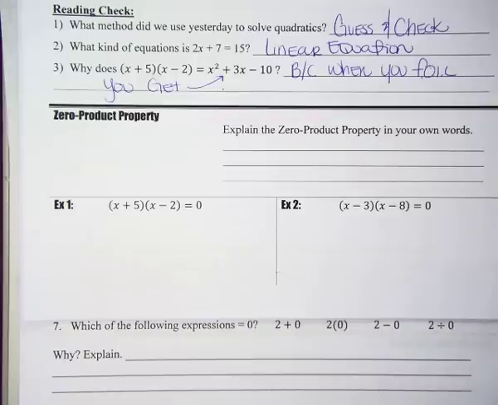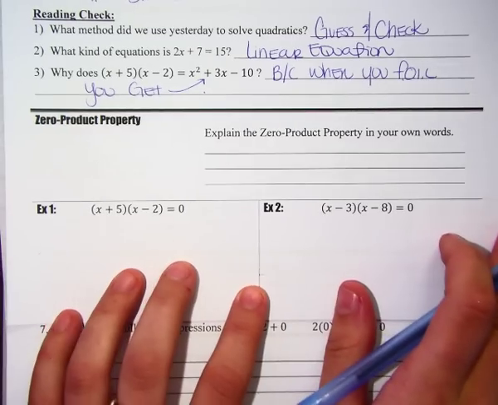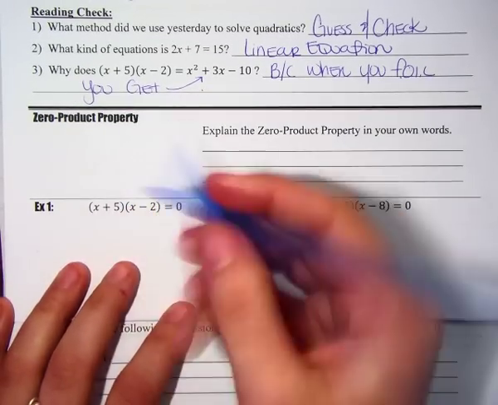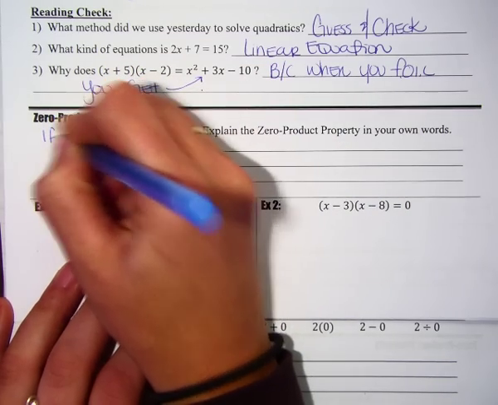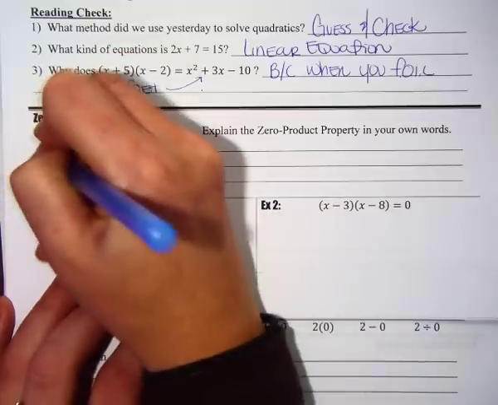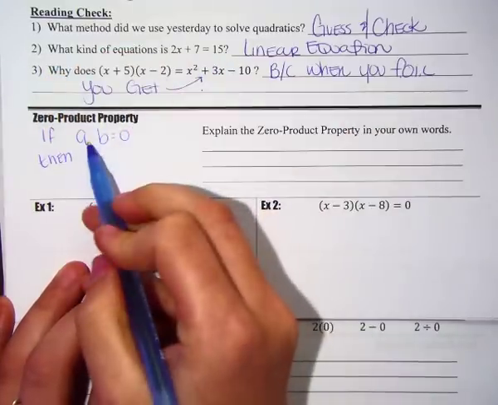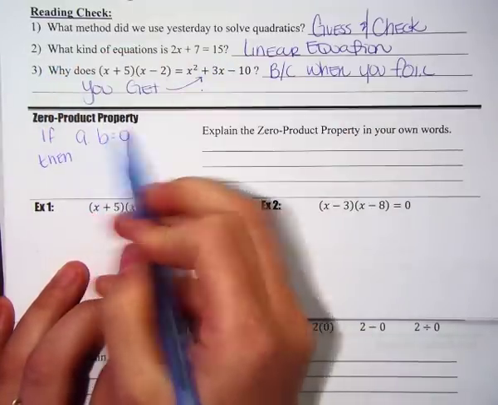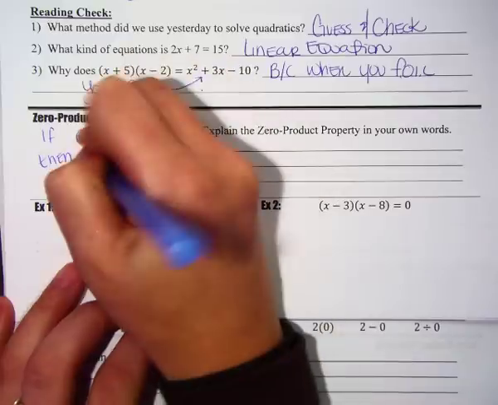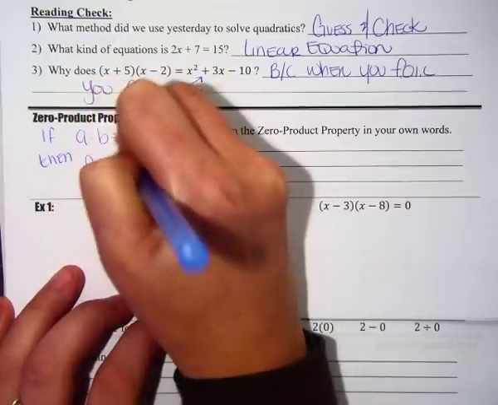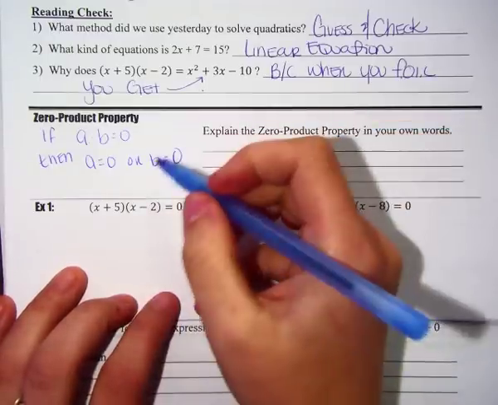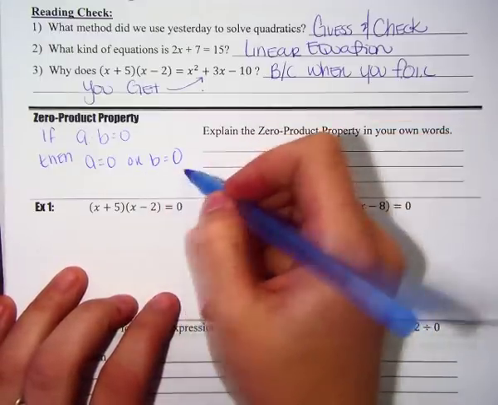Okay, this is lesson 8.2, which is the zero product property. And so what is the zero product property? What that says is if A times B equals 0, then either A equals 0, because this would be 0 times B, which is 0, or B equals 0, because A times 0 would be 0. Then A equals 0, or B equals 0, because any number times 0 is 0.